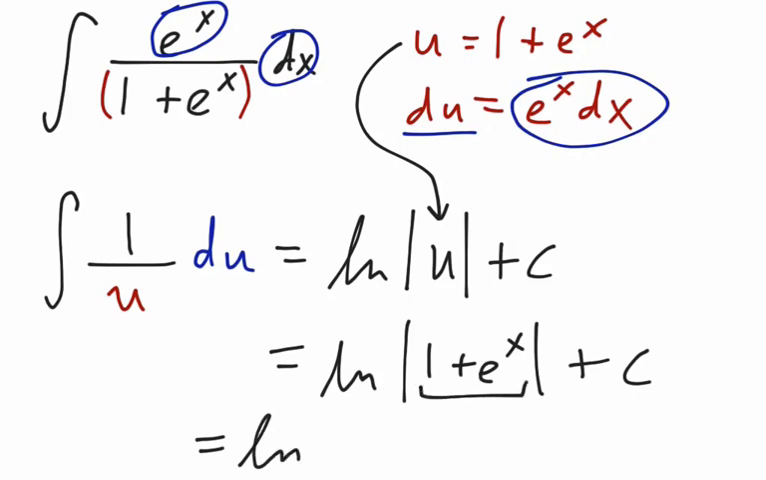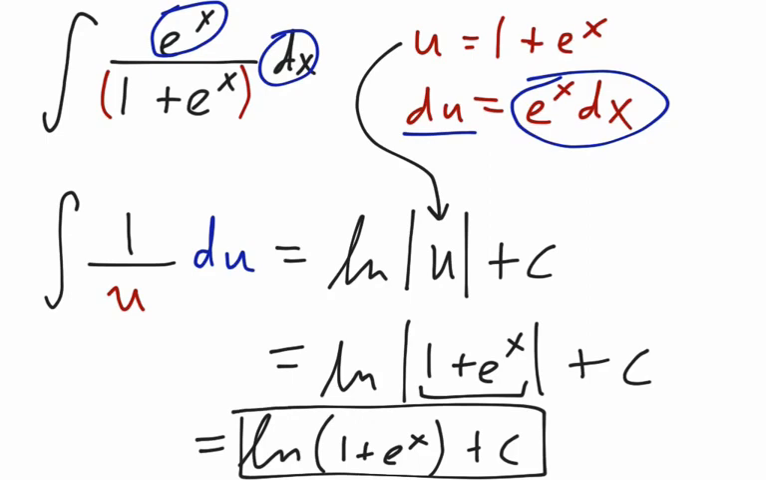And you might see this answer rewritten in a multiple choice question because 1 plus e to the x is always positive because e to the stuff is positive and adding 1 keeps it more positive. So you might see this as having dropped the absolute value signs because they are redundant, but this would be your final answer, just like that.